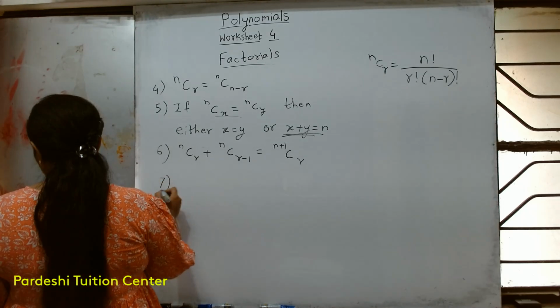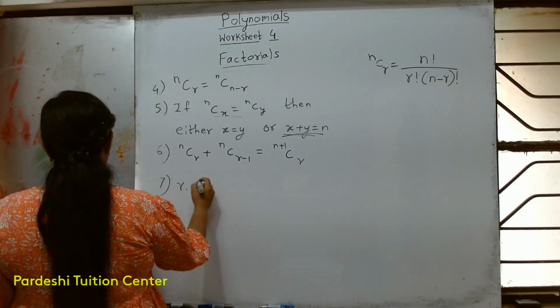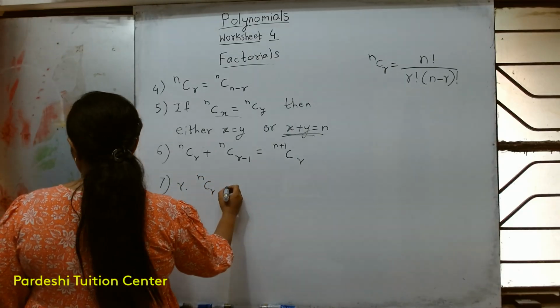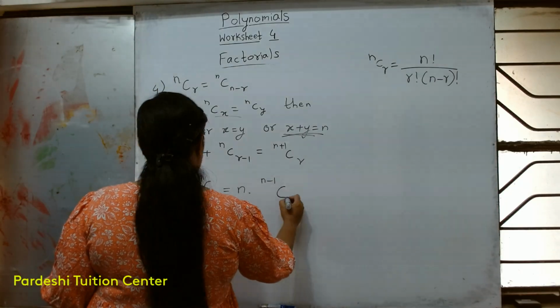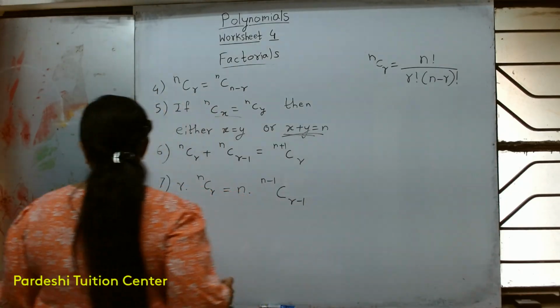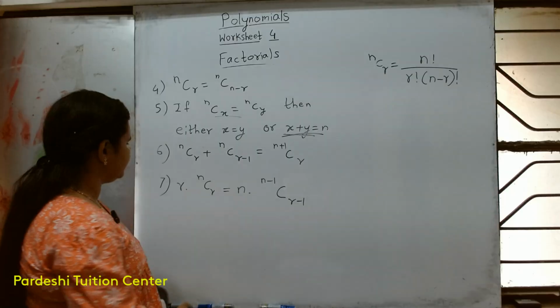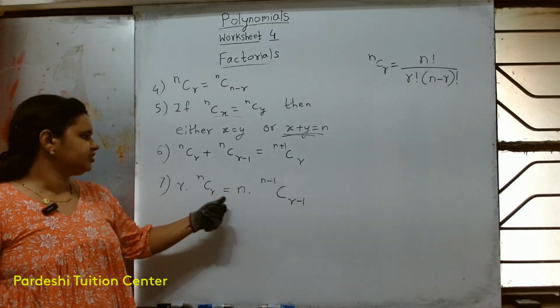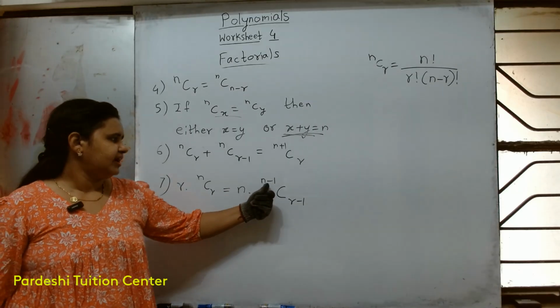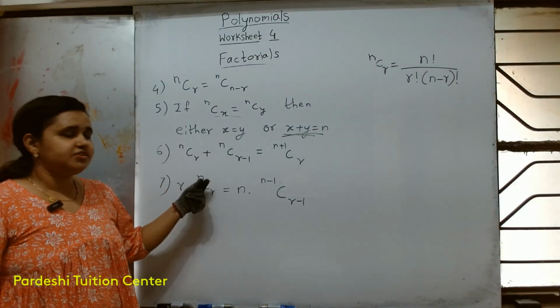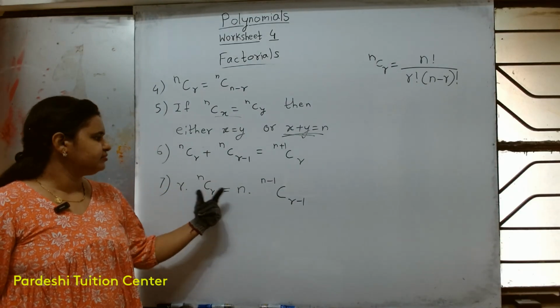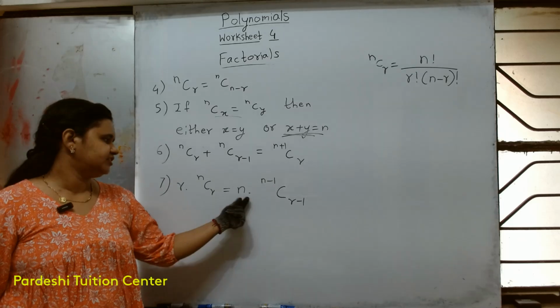Again, the seventh formula is r multiplied by nCr equals n into (n minus 1)C(r minus 1). This is again the formula, you can check whether r into nCr equals n into (n minus 1)C(r minus 1). You have to put the values of n and r on both sides, then they will be equal.